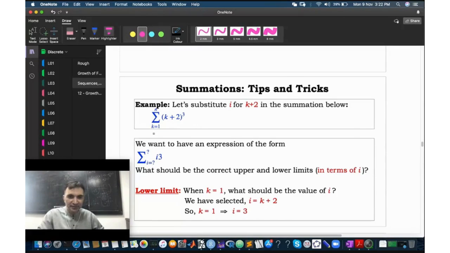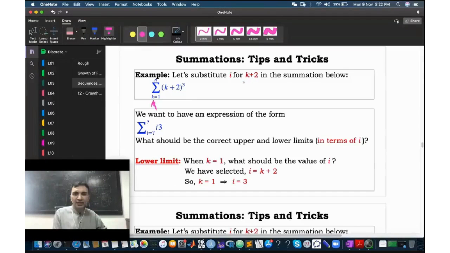replace this index so that this thing becomes, यहाँ से +2 remove हो जाए. Okay, so what you would do is you would replace k plus 2 with i. So if you replace k plus 2 with i, तो यहाँ पे i would get i cube. And what would 1 become यहाँ पे? So when k is equal to 1, i must be equal to what?